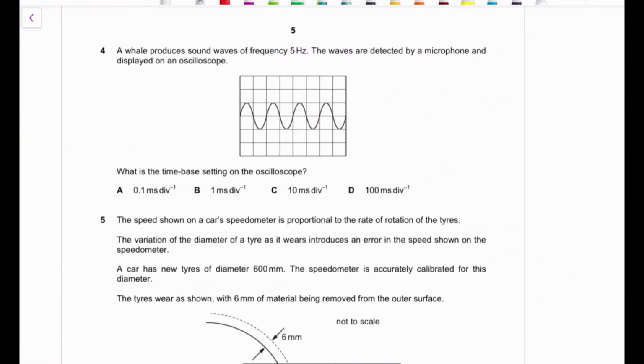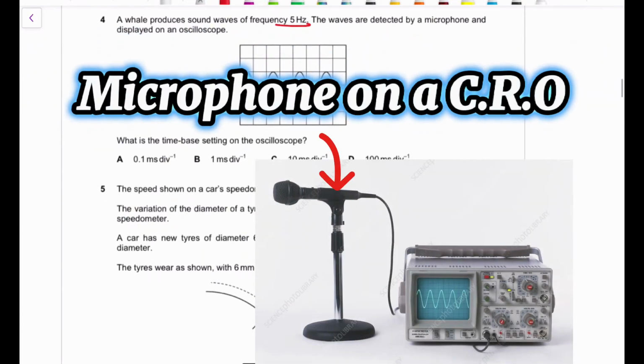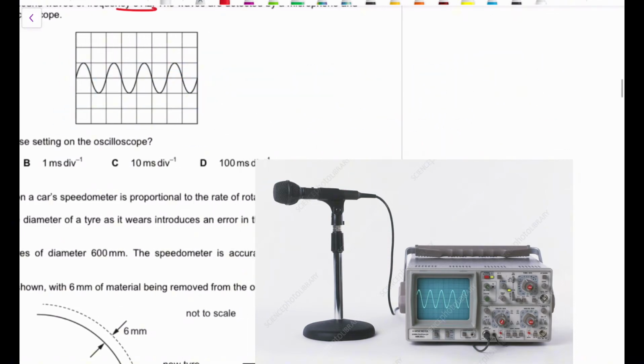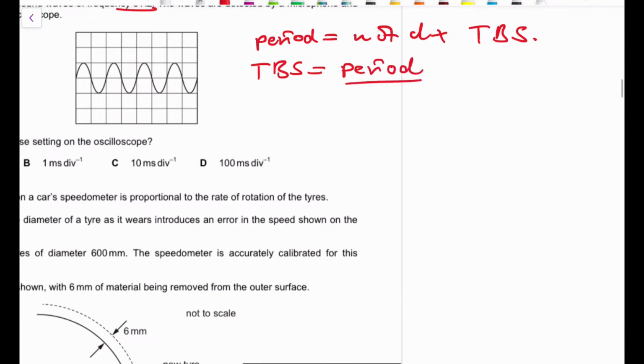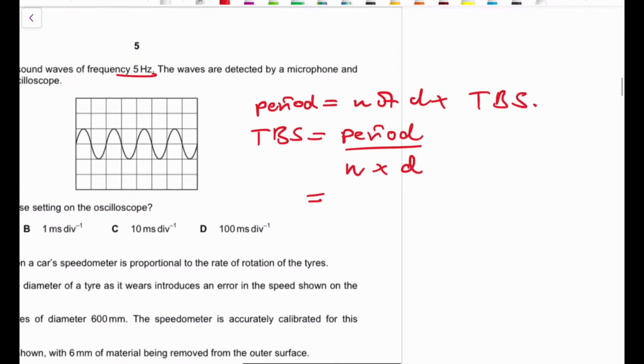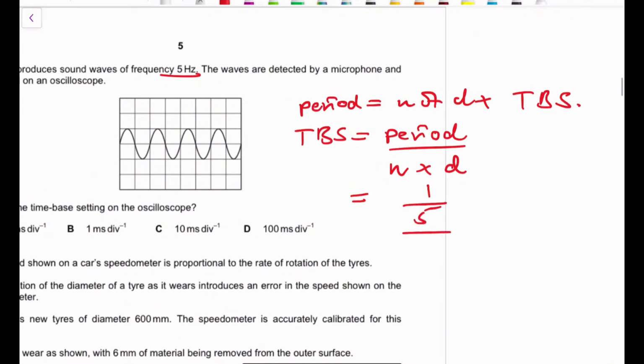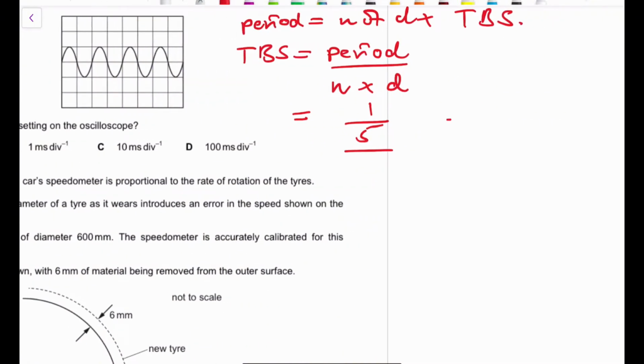Move on to question 4. We've been given a wave that produces a sound wave of frequency 5, and the waves are detected by a microphone on an oscilloscope. What is the time-base setting on the oscilloscope? What do we know? The period is the number of divisions multiplied by the time-base setting. So the time-base setting is the period divided by the number of divisions. What is the period? It's 1 divided by 5, so if we divide 1 by 5, we get 0.2.